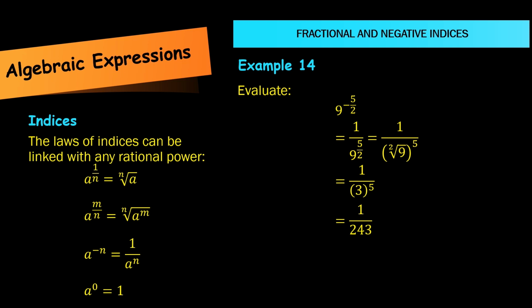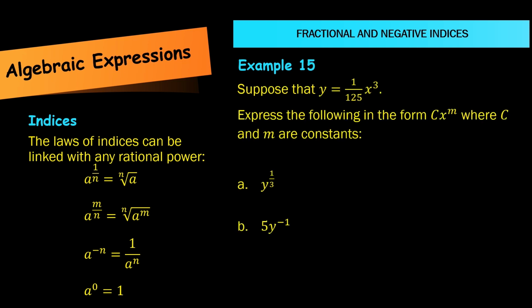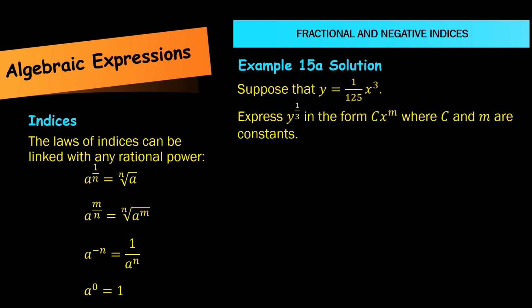And now for the next example. Pause the video and have a go. Press play when you're ready to view the solutions. So let's examine this example. We have that y equals 1 over 125 times x cubed, and we're required to express y to the power 1/3 in the form c times x to the power m, where c and m are constants.